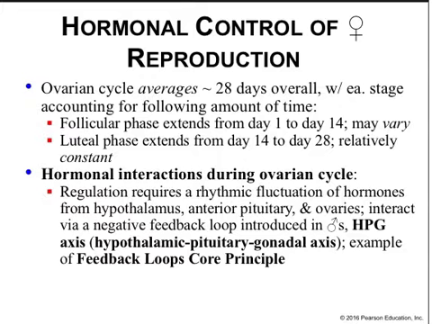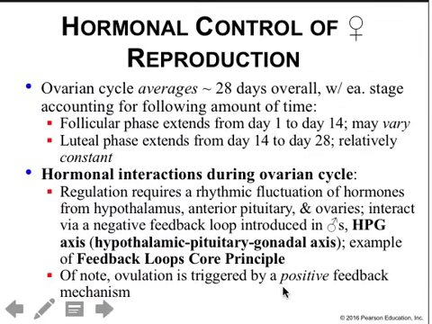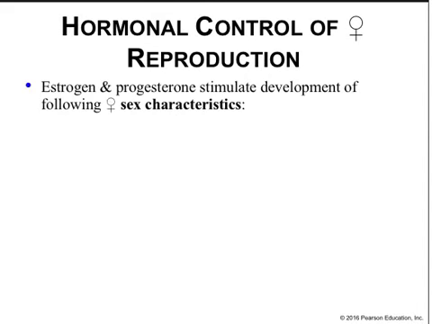In males, the HPG axis is an example of the feedback loop core principle. One note is that ovulation is triggered by a positive feedback mechanism that exerts itself early on in the cycle.